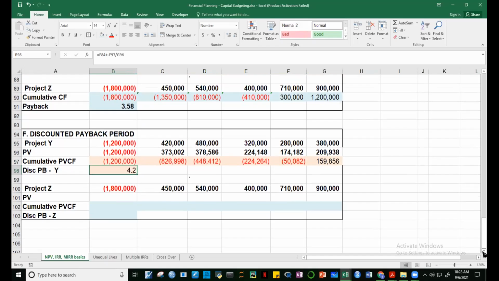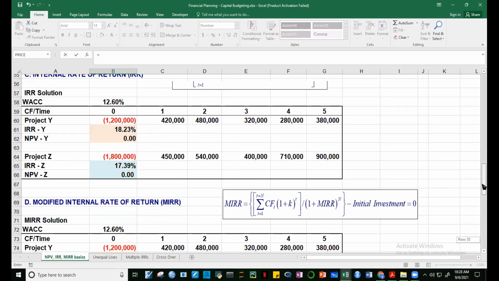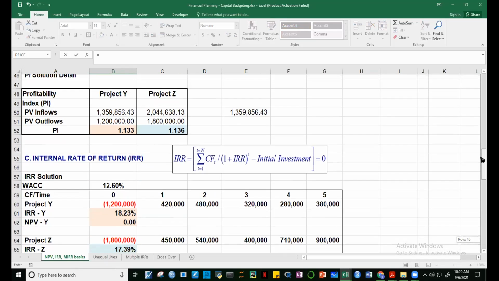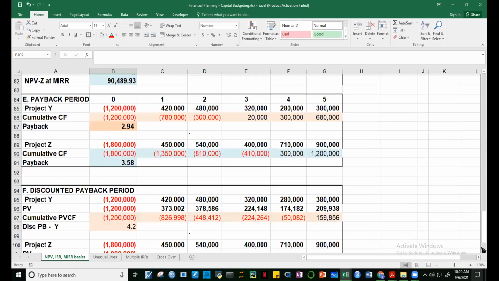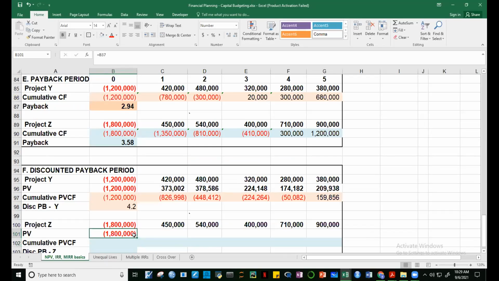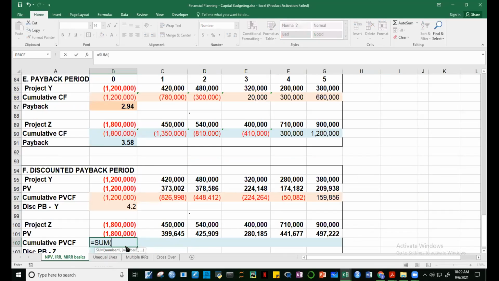Yung discounted payback ni Y. How about kay Z? Ililink ko na lang dito guys, ha? Link ko na lang sa present values dito. Kay Z. Okay. So the cumulative is just the sum of using the present values. No?